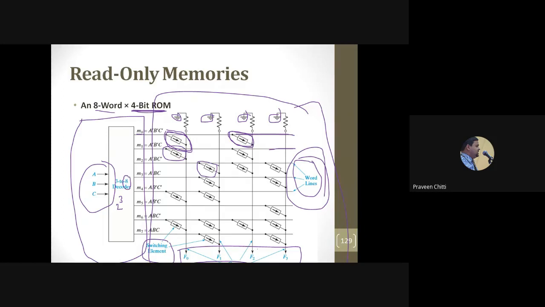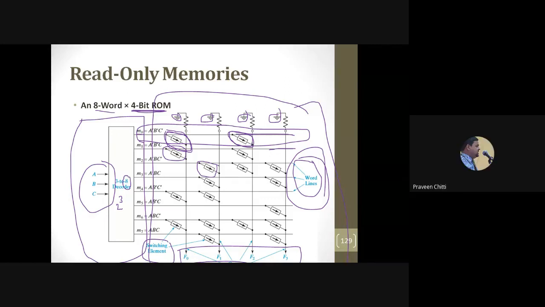Now, what is happening here is something is stored here. Can you tell me one more thing? What is the content of the first word here? This is the first word line, M0. What is stored in the first memory location? When I say memory location, each memory location can store a string of zeros and ones, right? So what is stored in the first memory location, or the first word?